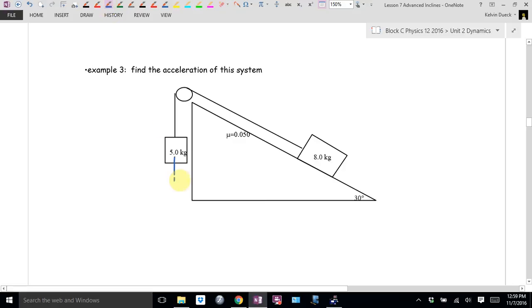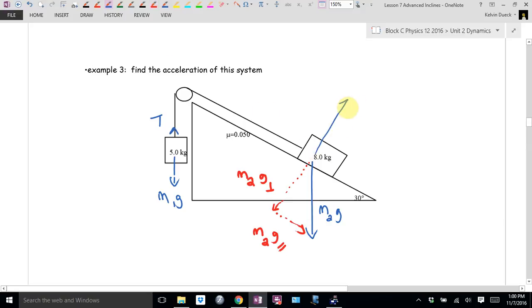So I'm going to have M1G tension. I'm going to have M2G. Guys, you with me? Shush is what I'm really saying, okay? Thanks. I'm going to have M2G perpendicular and M2G parallel. I'll have a normal force number 2 to go with mass number 2. I'll have tension.